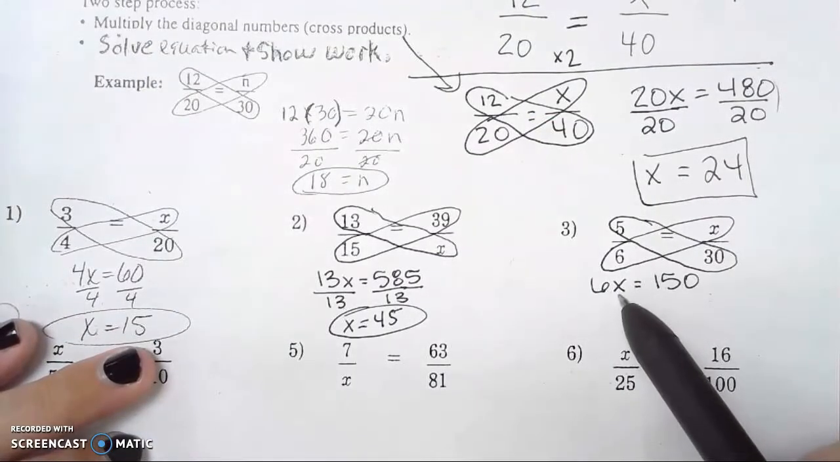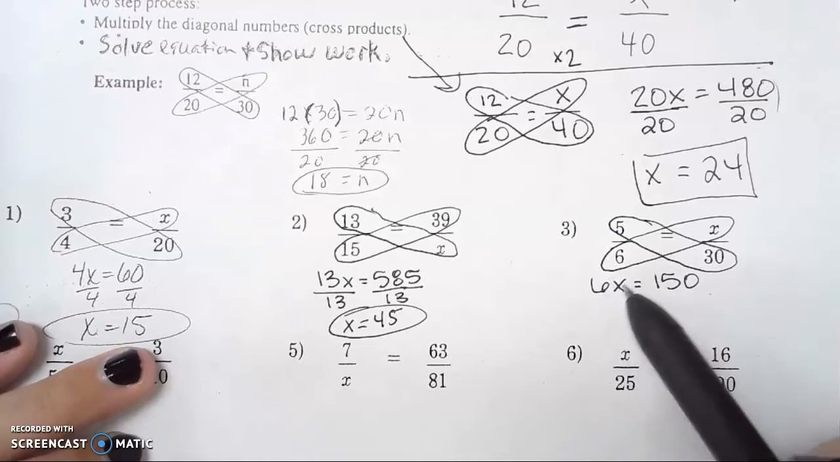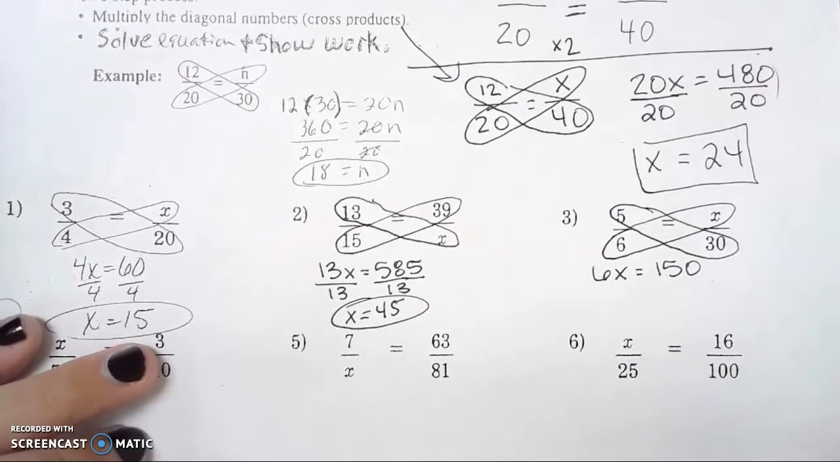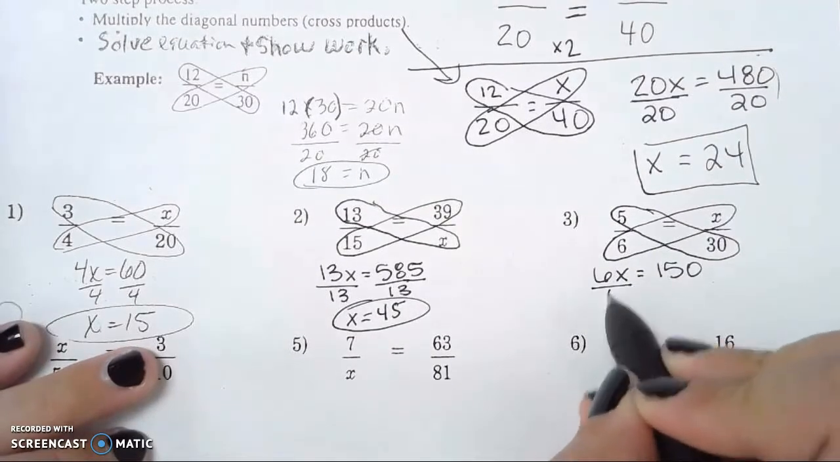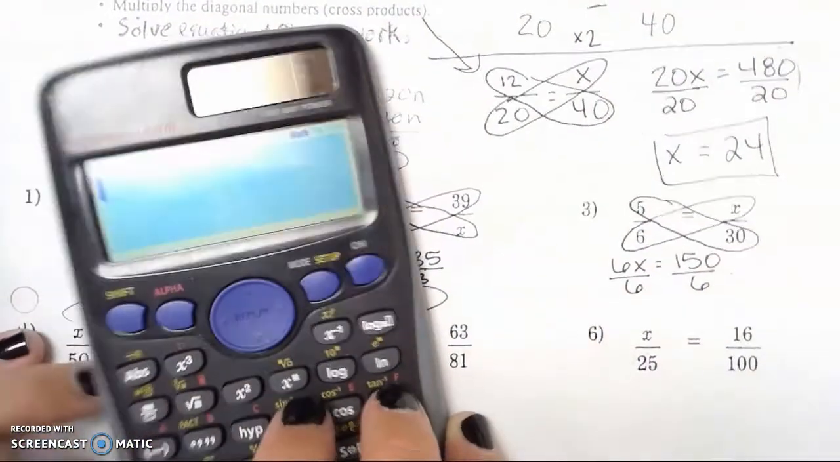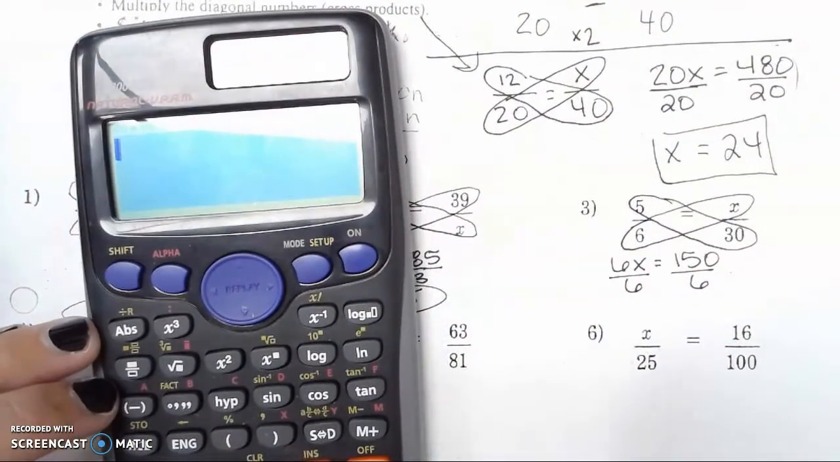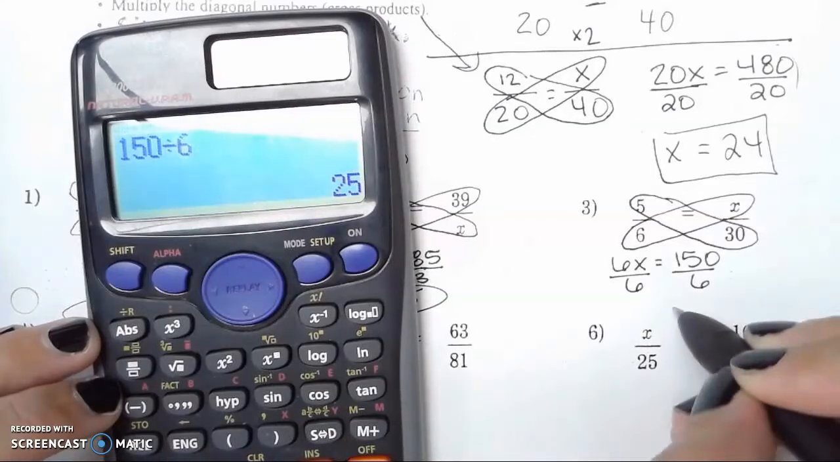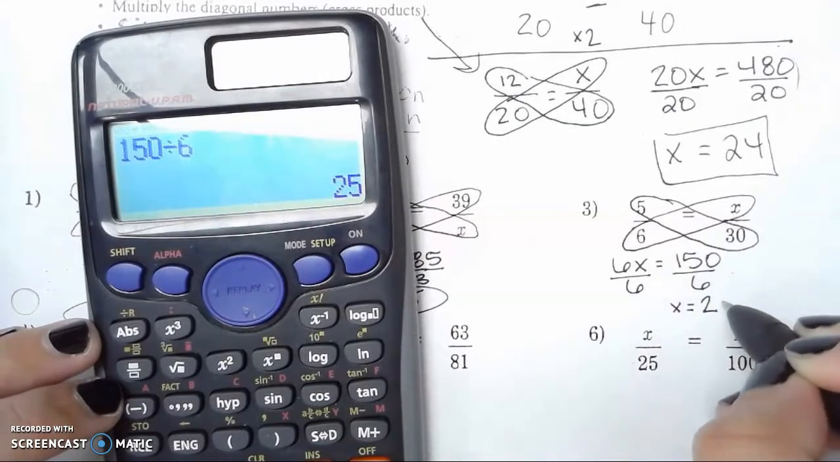And now I still just need to solve for x. So again, to get x by itself, you need to do the opposite of whatever is happening with the number next to it. So the 6 and the x are multiplying right now, so the opposite of multiplying is to divide. So you'll divide by 6 on both sides, and remember to show all of your work, please. So when we take 150 divided by 6, we get an answer of 25.